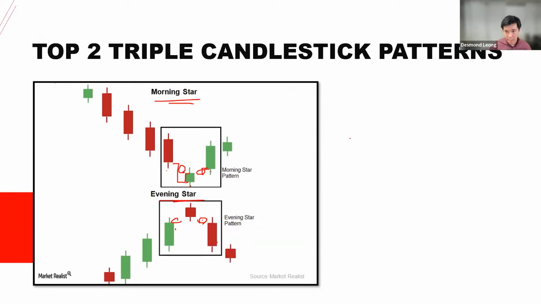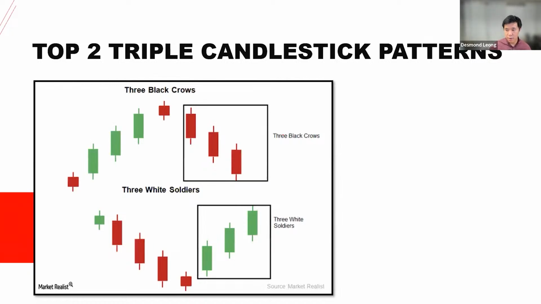Last one, three black crows and three white soldiers. Very good reversal and very good momentum indicators. With three black crows, what you want to notice is that the crows are all of the same size. The soldiers are all of the same size. And remember, they need to be bigger than average. That means you're not looking for three tiny crows. You're looking for three sizable black crows.